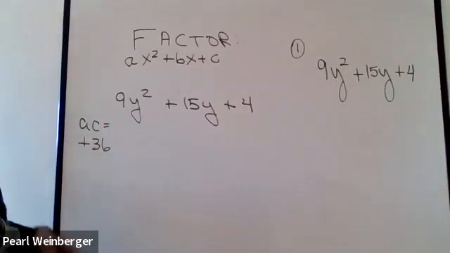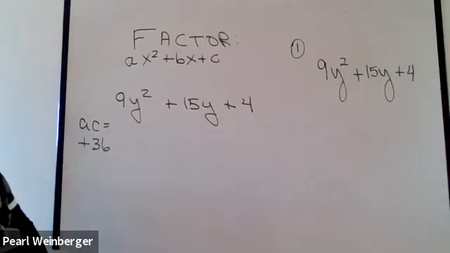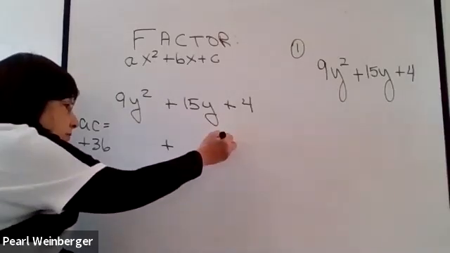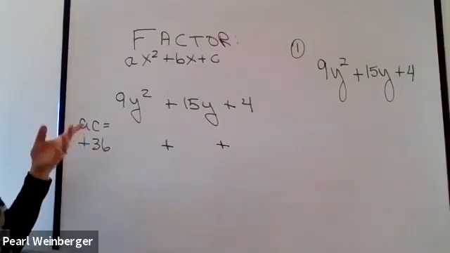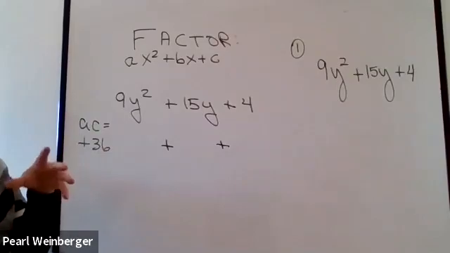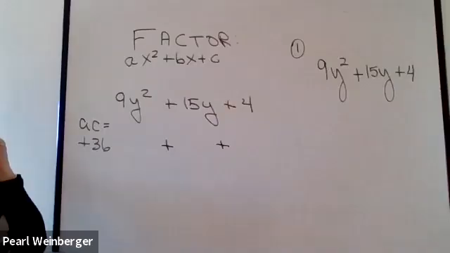Okay. And now, the middle term is positive. What's that telling me about both those numbers? They're going to be positive. Right. So we're going to have two pluses here. And what should they multiply to? 36. And what should they add up to? 15. Can you think of any numbers that multiply to 36? 9 and 4. 9 and 4 add up to 13.